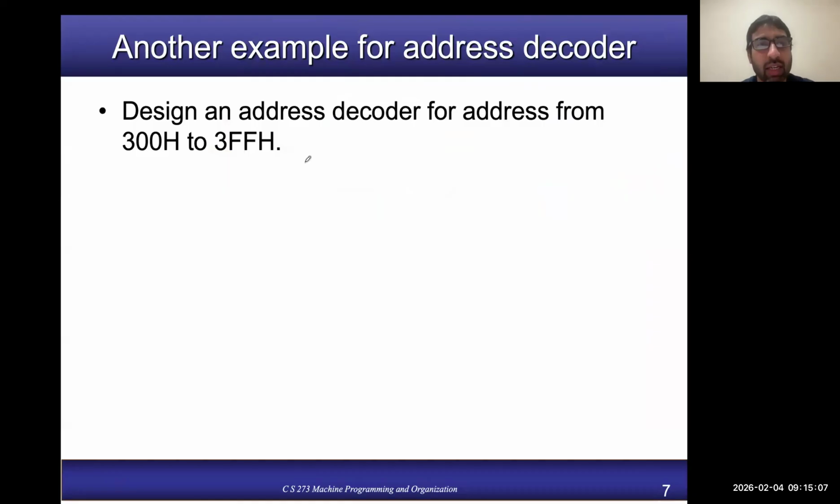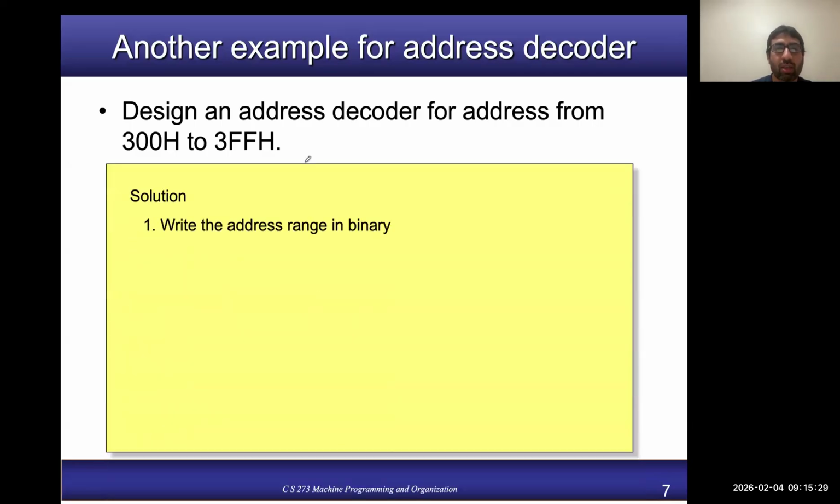Now, here is an example. Let's do this together and then I will give you an exercise. Design an address decoder for addresses from 300 hexa to 3FF hexa. H means hexa form. So 300 is the lowest address in the range and 3FF is the highest address in the range.